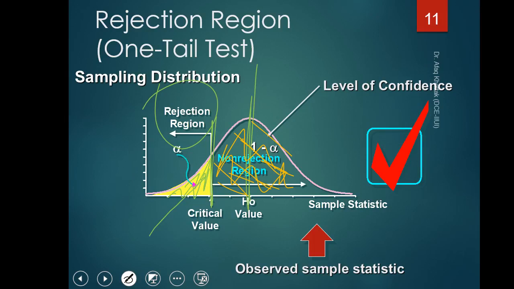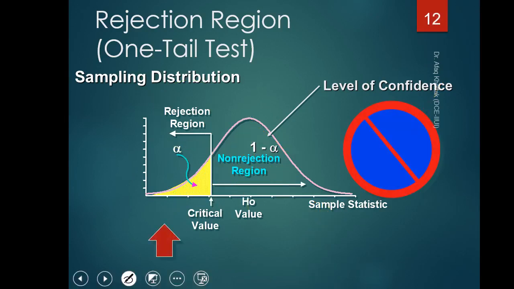For example, if that is H naught and our sample statistic falls here, we can say that we will accept our null hypothesis. Now, if the value falls here in the rejection region, we will say that we reject our null hypothesis.